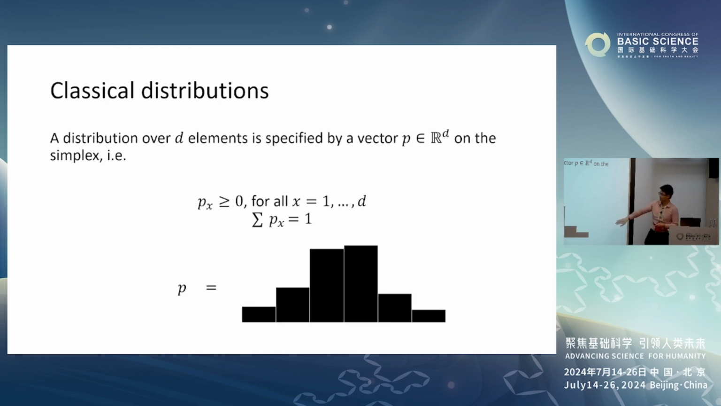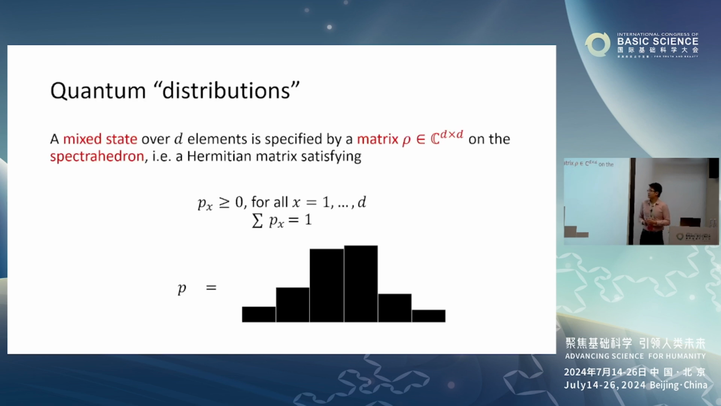So P is some histogram. A sample from this distribution is just you get the ith element with probability P sub i. Very nothing's happening. Now, a quantum distribution is just the natural matrix analog of this. It's known as a mixed state, not a distribution.